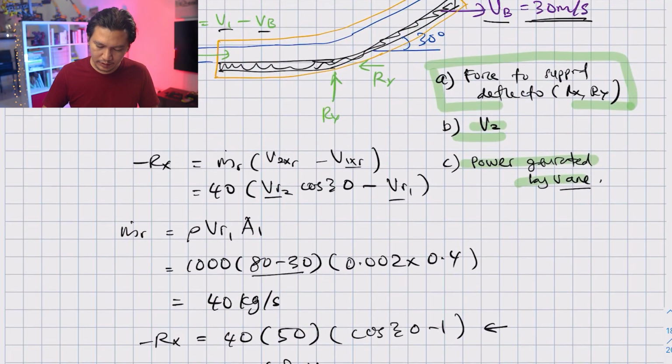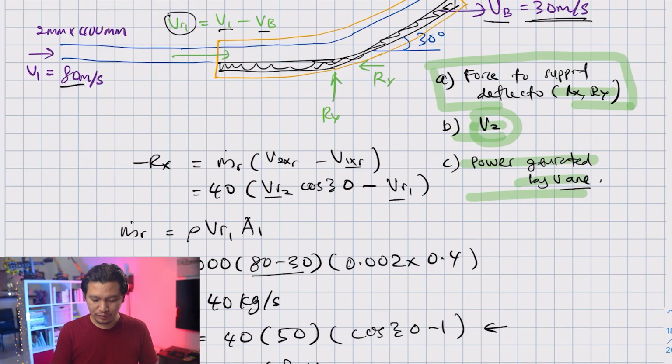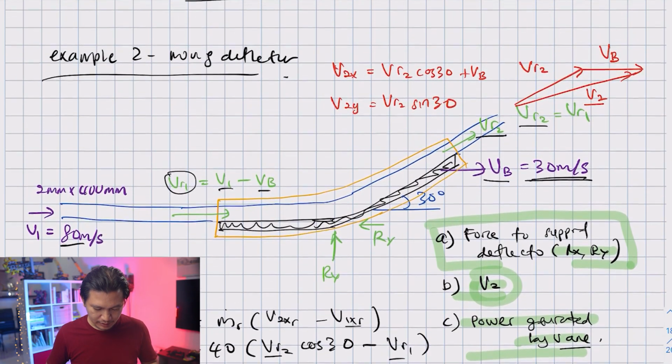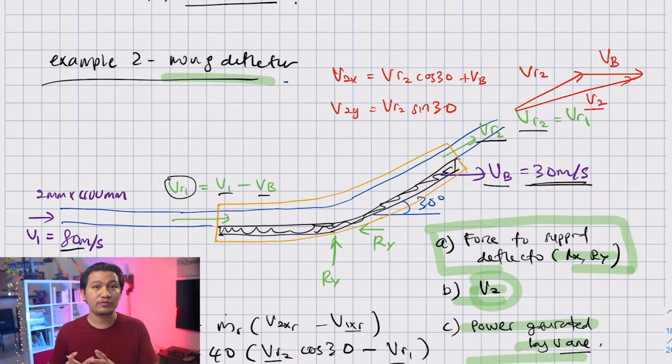So that is all for this example. You found out what is force Rx and Ry. You found out what is V2, and you found out what is the power generated by the vane. So I hope by now you can see that the way to solve the moving deflector is actually almost similar to the stationary deflector. The only difference is how you select the velocity. For stationary deflector, it's more straightforward, but for moving deflector, you're going to have to use the relative velocity.